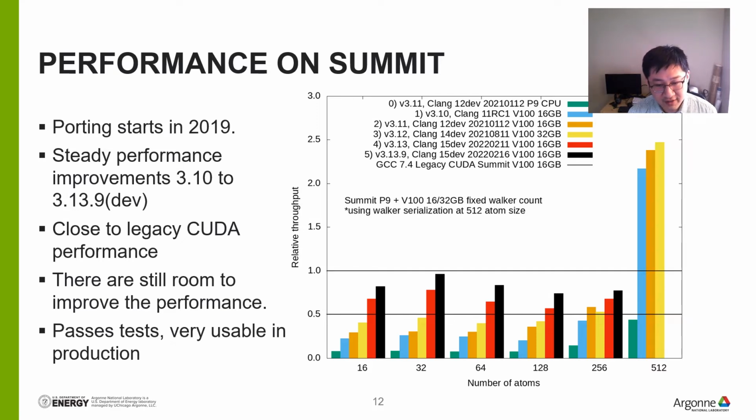QMCPACK users run on a very wide range of problem sizes. If you look at the smaller sizes right now, the new code, the batch driver plus OpenMP, is getting closer to the legacy CUDA performance. And there is still room to improve the performance. We started the porting in 2019, and throughout the releases, you notice that the performance improves steadily. So the code path on OpenMP offload is very usable in production.